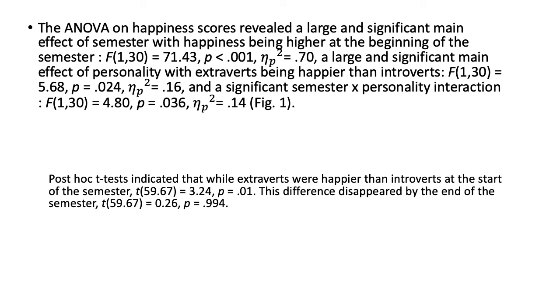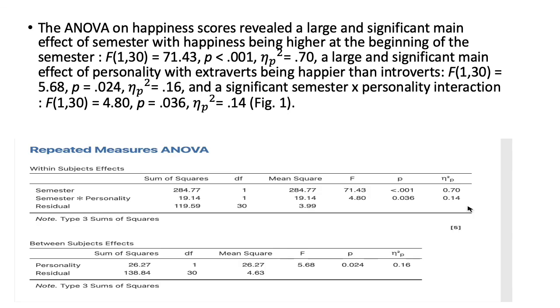All right, so let's adapt that previous paragraph for our needs. The ANOVA on happiness scores reveals a large and significant main effect of semester, with happiness being higher at the beginning of the semester. F with 1 and now let's enter our statistics. F with 1 and 30 degrees of freedom for the semester main effect, right? 1 and 30 degrees of freedom. That F equals 71.43. The p is less than 0.001, and partial eta squared is 0.70.